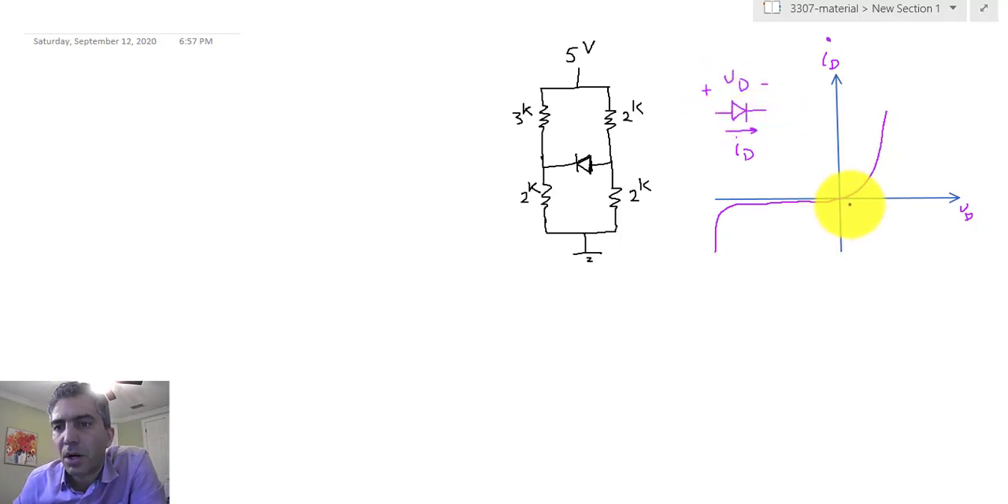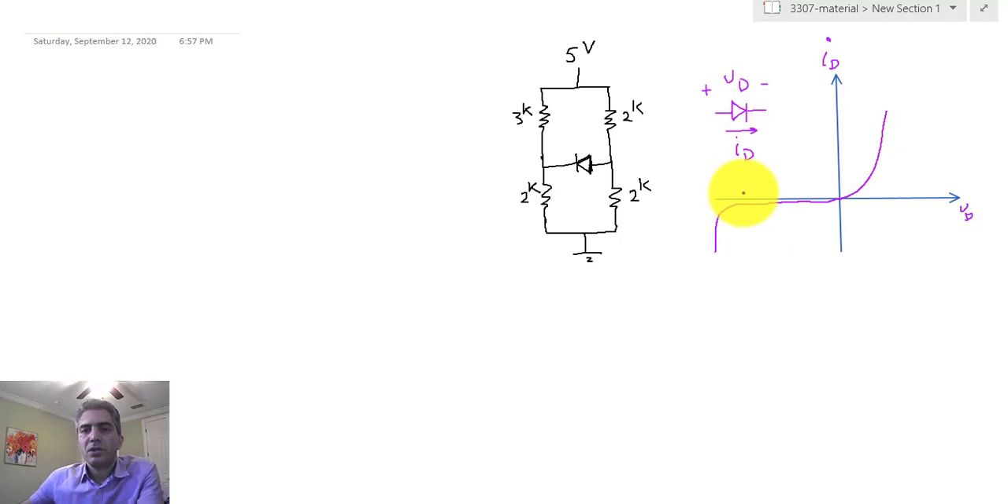Now, for the positive, until VD reaches a value close to 0.6, 0.7 volts for silicon diodes, the current is pretty small, and then all of a sudden it starts increasing pretty rapidly, hence the exponential nature. And for the negative voltages, as long as you are not close to what we call the breakdown voltage, the current that is passing through the diode is very small.